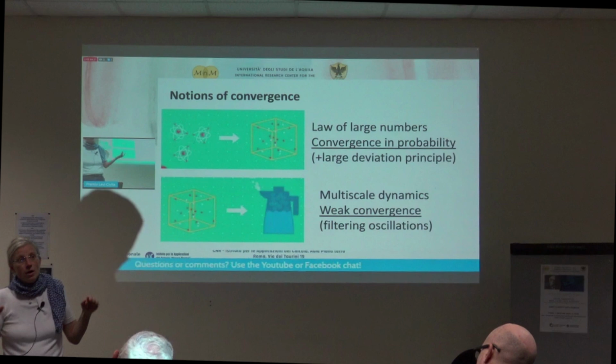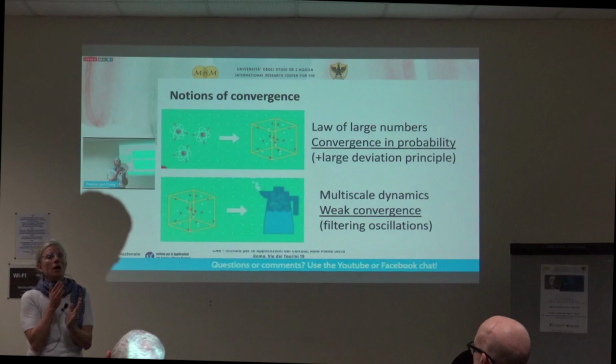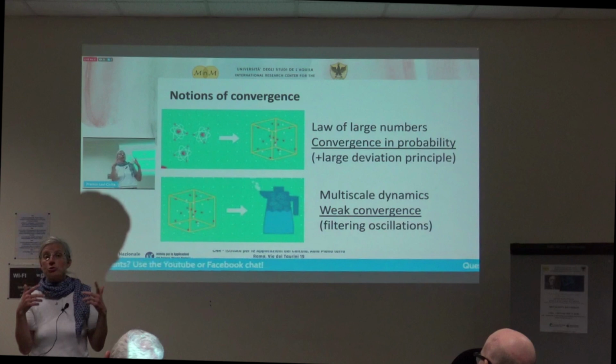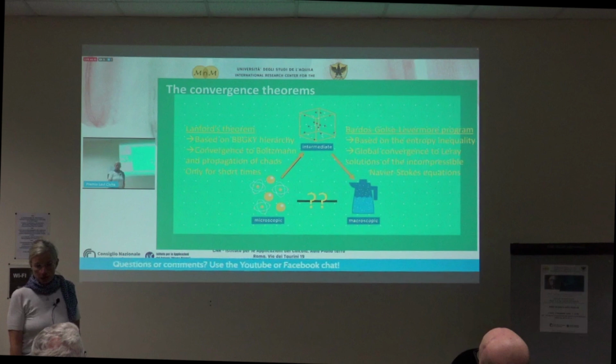Okay, and the way you can filter oscillation is by looking at weak convergence, because weak convergence doesn't see oscillations. I think it's really important to understand that these two limits are really different, not only because the small parameters are different, but also because the kind of approximation that you are doing is different. Okay, so that's essentially the state of the art right now.